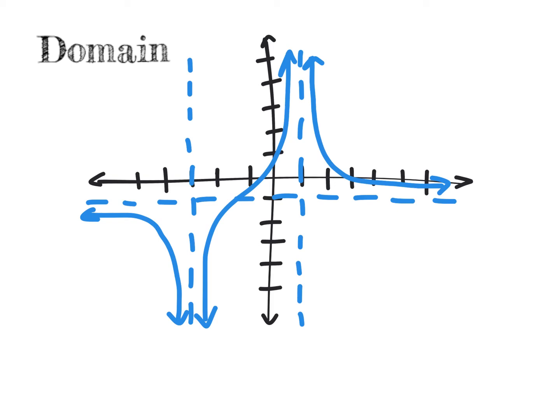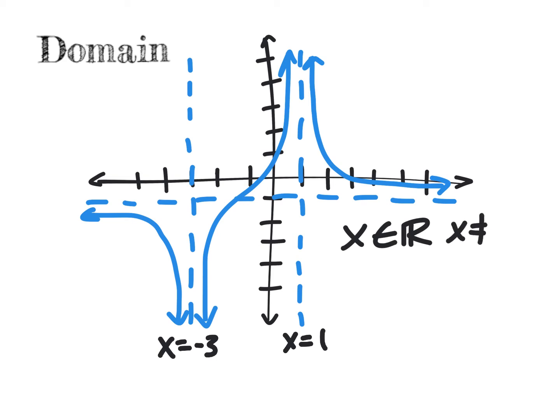So, regardless of whatever the graph looks like, it might be crazy, it might look weird, remember, domain is about vertical asymptotes. So here we have a vertical asymptote at negative 3, and here we have a vertical asymptote at 1, which means the graph will exist everywhere except for these 2 locations. So x is a set of all real numbers except negative 3 and 1.